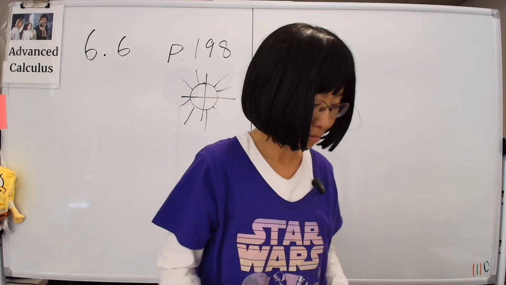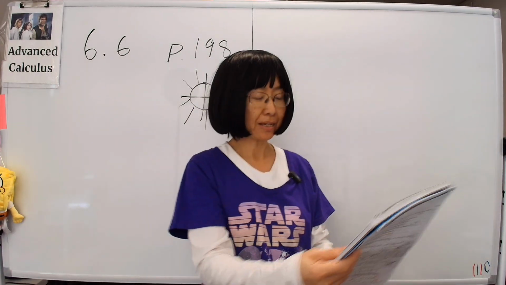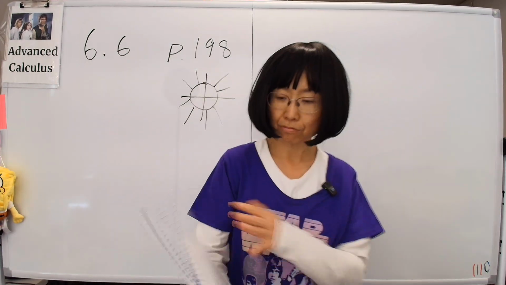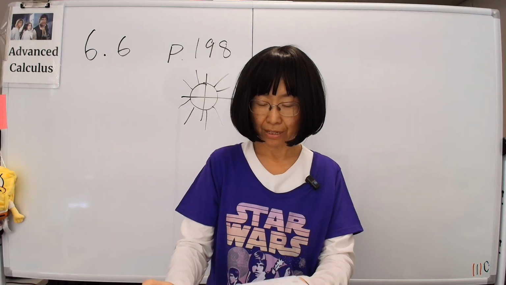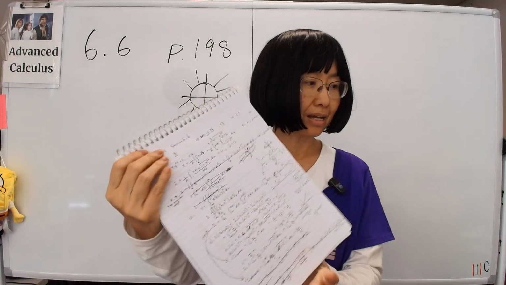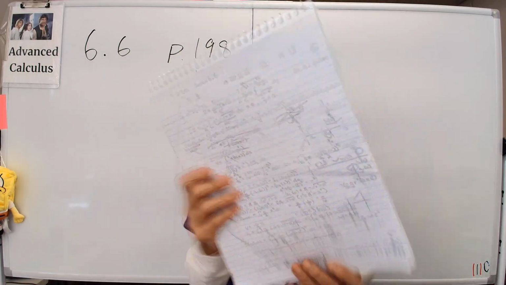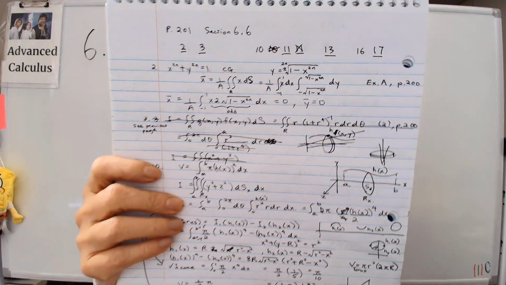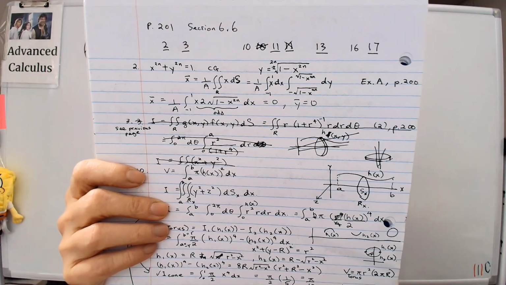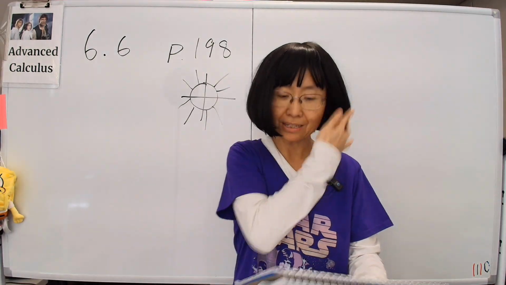So for homework, please do, let's see, where is the homework page? Homework is on page 201. Okay, page 201 right here. I got it. Let me write it down first. So for homework, please do problems 2, 3, 10, 11, 13, 16, and 17. And that should do it. All right, and when you're done, let's talk about them.